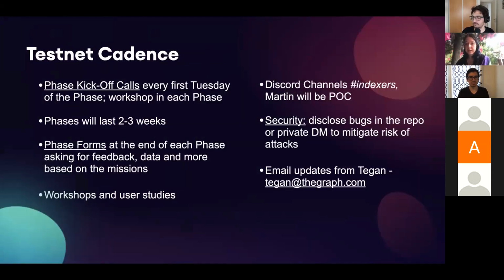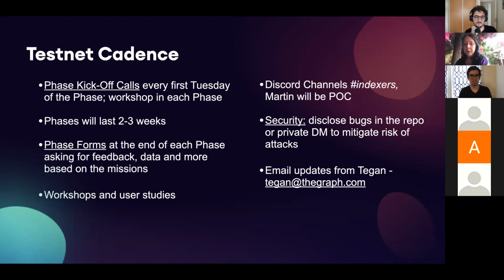In terms of cadence and what to expect, we'll have a kickoff call for every phase. That'll be the first Tuesday of every phase, hopefully. We're aiming for around 8 a.m. Pacific every time, but if we see a large number of indexers in different regions that need a different time, we can definitely adjust. As Brandon mentioned, phases will last 2 to 3 weeks, but that will depend on how quickly people go through the missions.